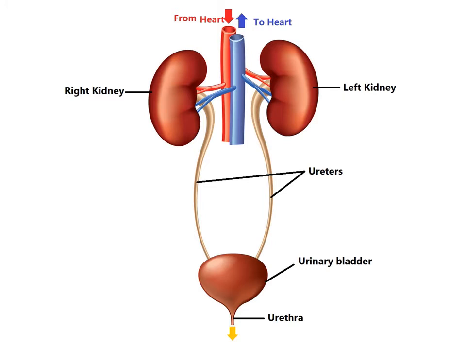They are similar to the bean in its shape, and they are located, as we said, in the urinary system. They are located on both sides of the backbone. So if I look at the backbone, on both sides, I will find the 2 kidneys.